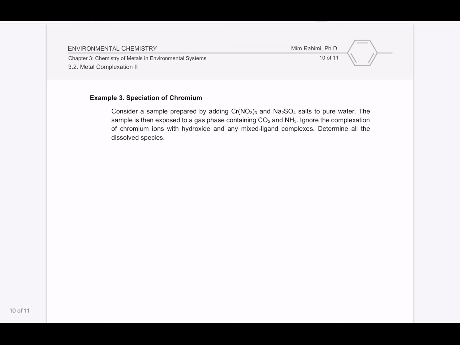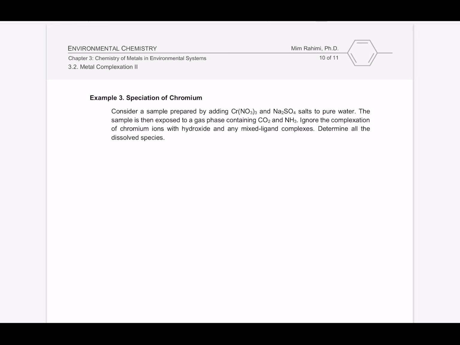The third one is quantitative. We're not going to solve it qualitatively. This is basically a more realistic scenario that we have out there. It's speciation of chromium. So let's say we have a sample prepared by adding chromium nitrate, similar to the previous case. Also, we add sodium sulfate to the solution.